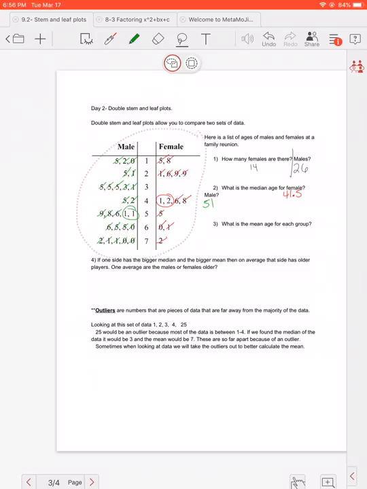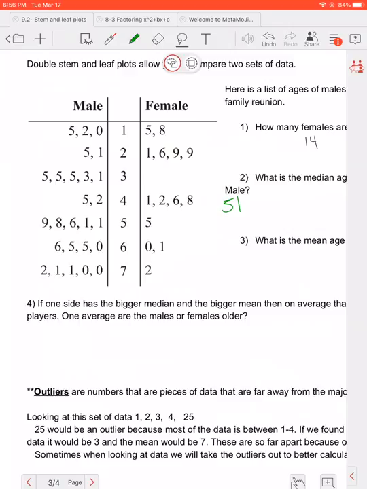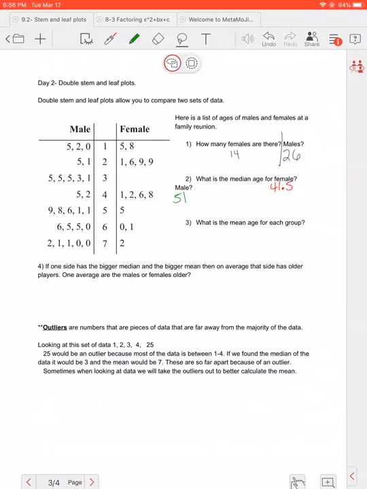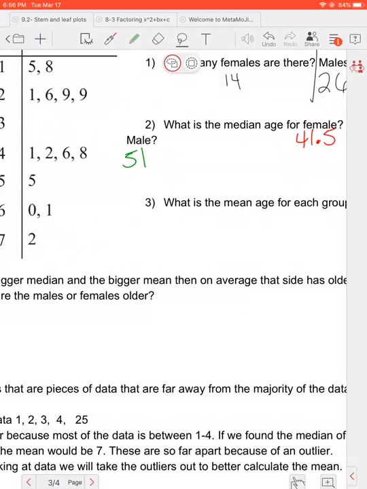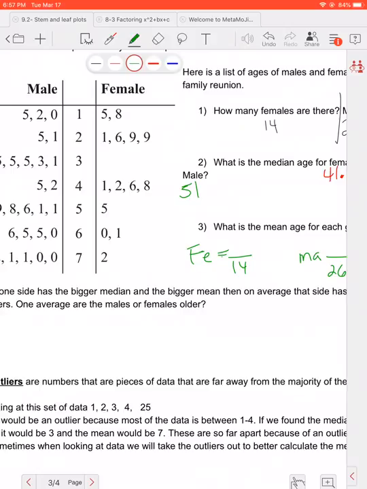So what is the mean for each group? So I would go ahead and remove all of this. So I'm going to add up all my numbers. Now, thankfully, we know how many females and how many males there are for our mean age. So let's look at females first. So that's going to be some number over 14, I know. And I know my males are going to be something over 26. So I'm just going to add them up separately on a separate calculator here.